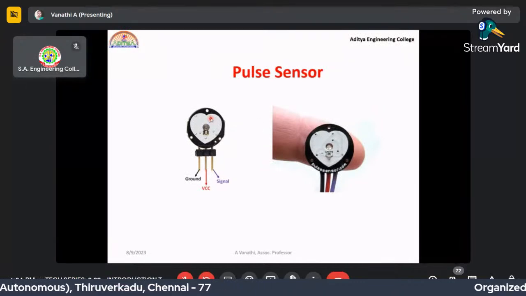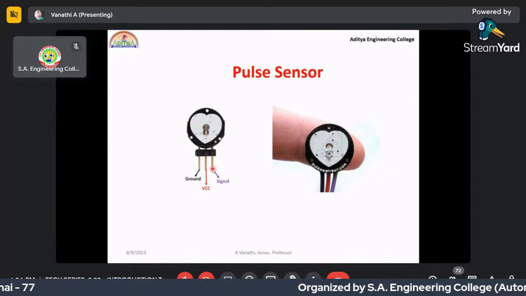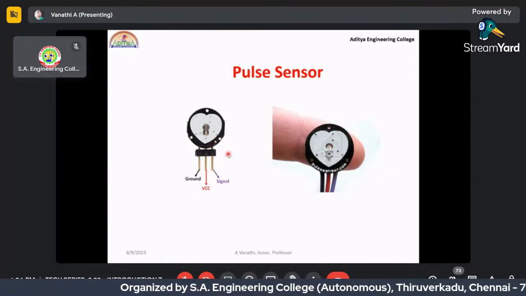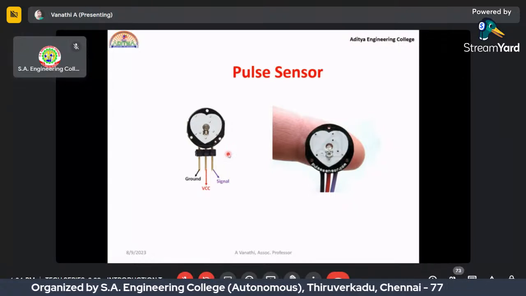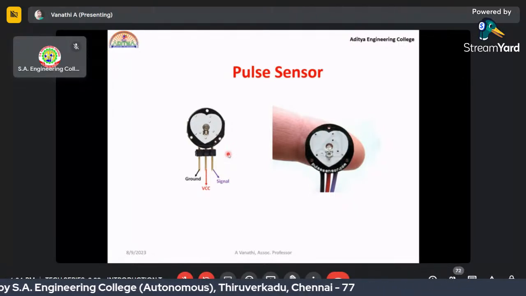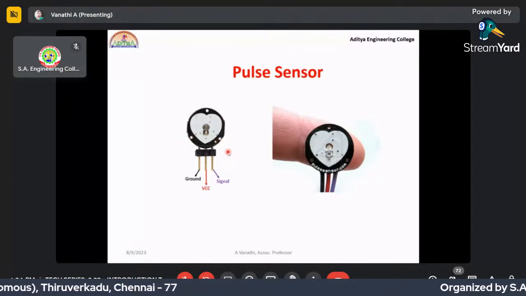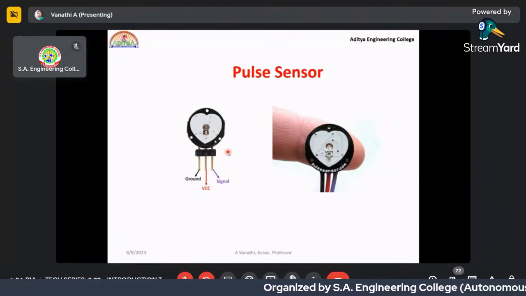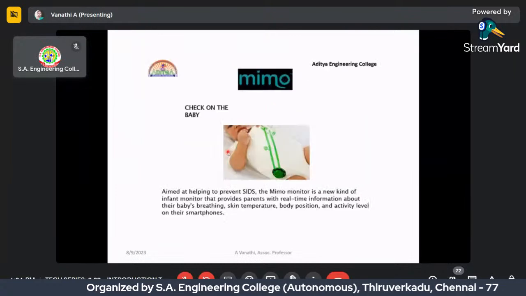Now we can see the pulse sensor, how it looks. It comes as a wearable device. You can place it where you need to sense your pulse, for example on your wrist. This is the one which is available in your smartwatch also, which senses your pulse and gives you the heartbeat rate every second or every minute.